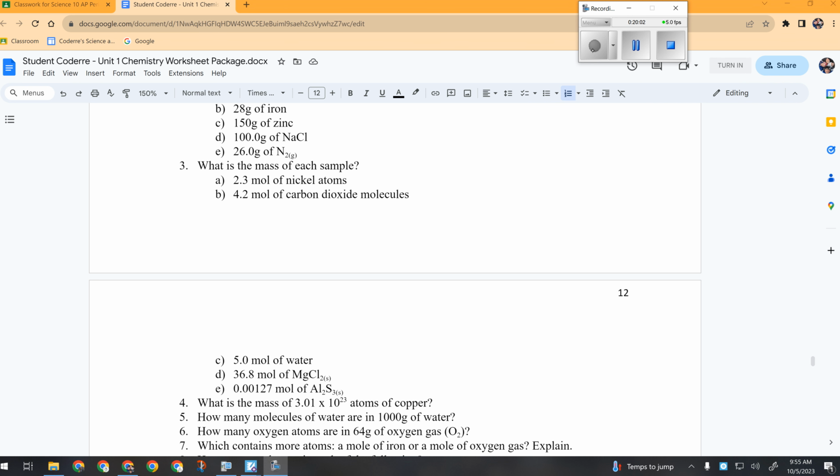Like that could easily be a multiple choice question on a test, right? Which would contain more atoms, iron or oxygen. A, they have the same. B, iron. C, oxygen. D, impossible to know. Or something like that, right? It would be an easy thing to put in as a multiple choice question because it tests your understanding of both moles a little bit, but mostly atomic structure, special elements versus non-special elements. Those are the kinds of things I do, just so you're getting ready for it that way.